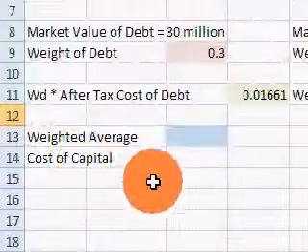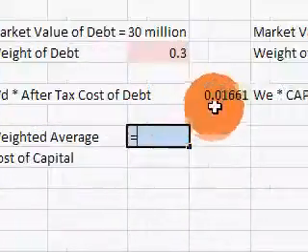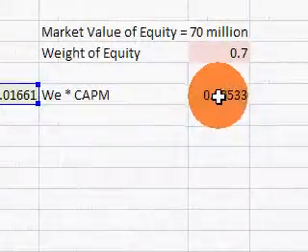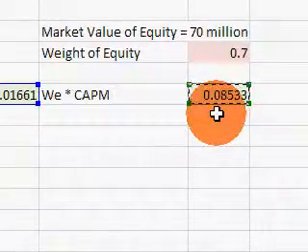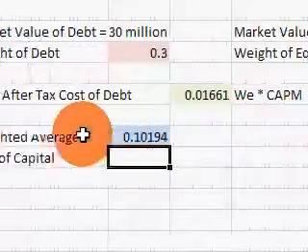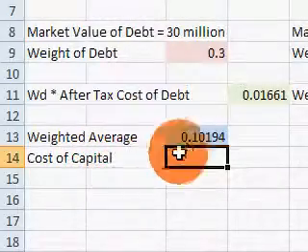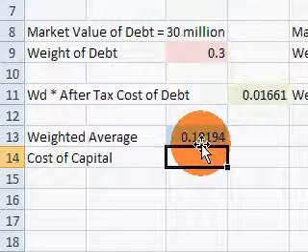The last thing we need to do is add these two things together. I'm going to do that right here and show that. I'm going to say equals 1.6 plus the 0.08533. If I hit enter, it tells me that my weighted average cost of capital is 10.194%. And if we check the textbook, they just rounded up and had 10.20%.